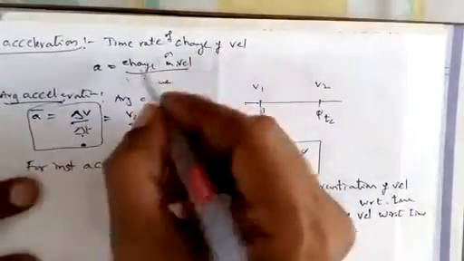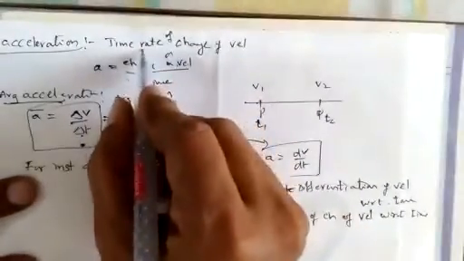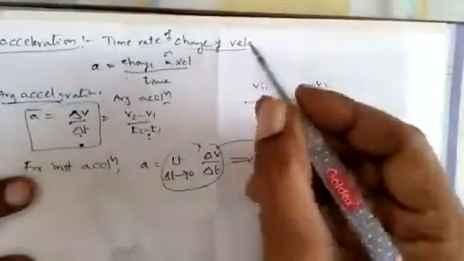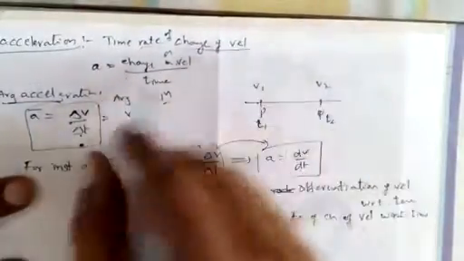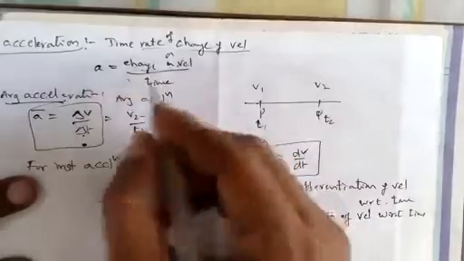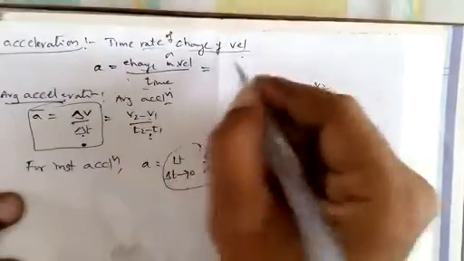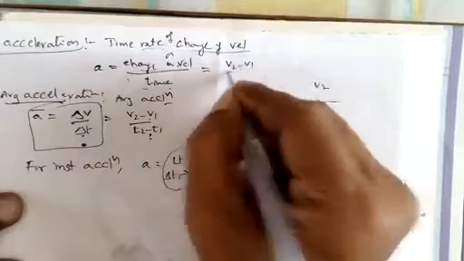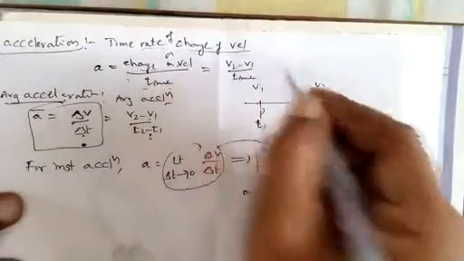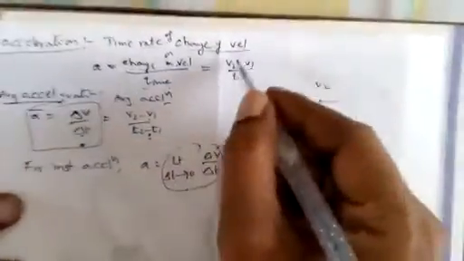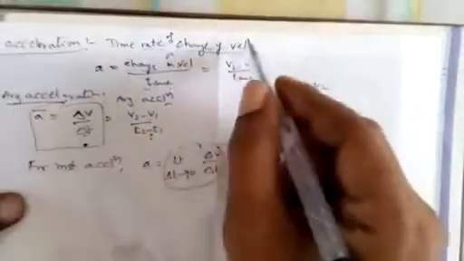In lower classes you might have studied that rate of change of velocity is called acceleration. See, acceleration is change in velocity upon time. So what is the change in velocity? v2 minus v1, upon time. This is the formula. So rate of change of velocity is called acceleration.